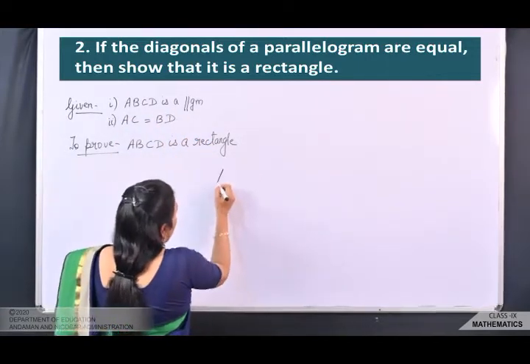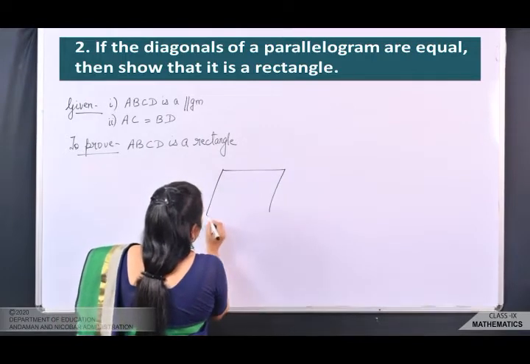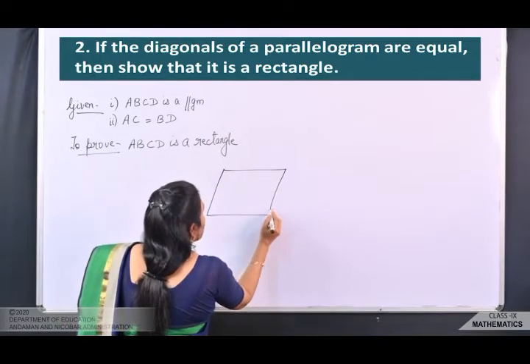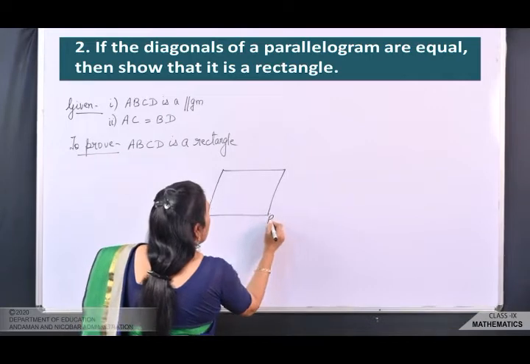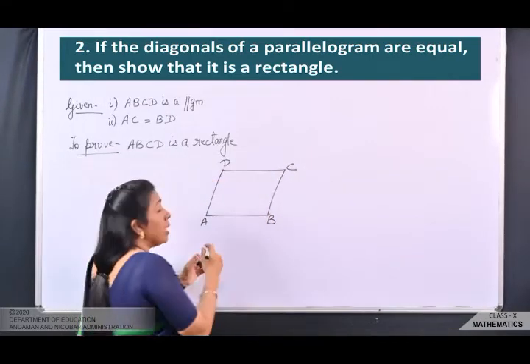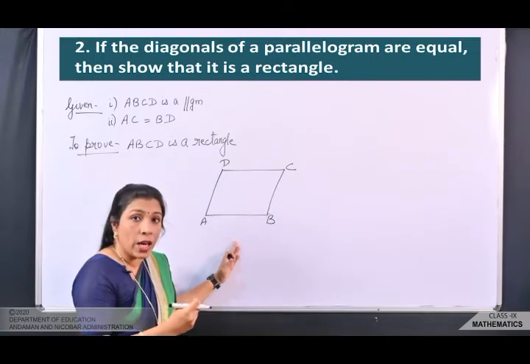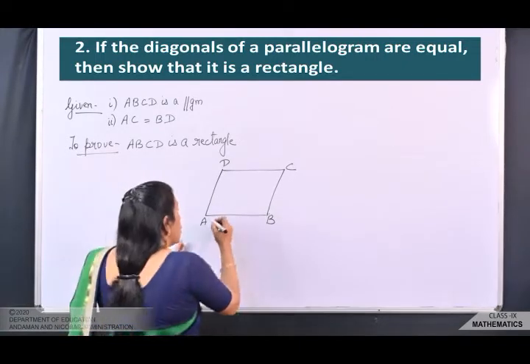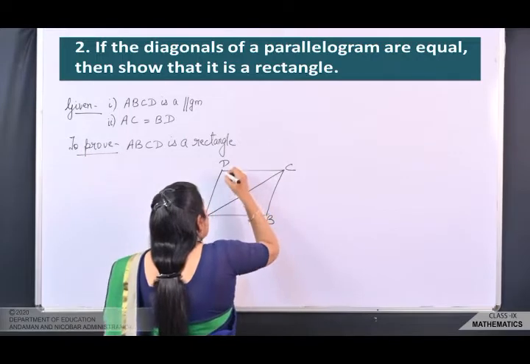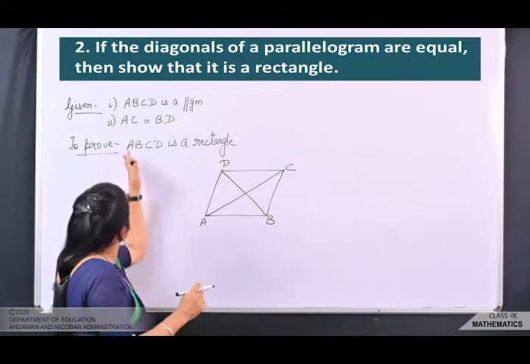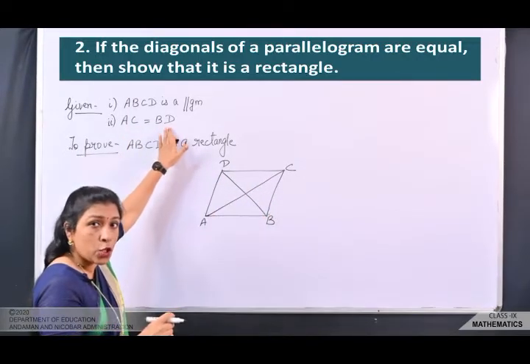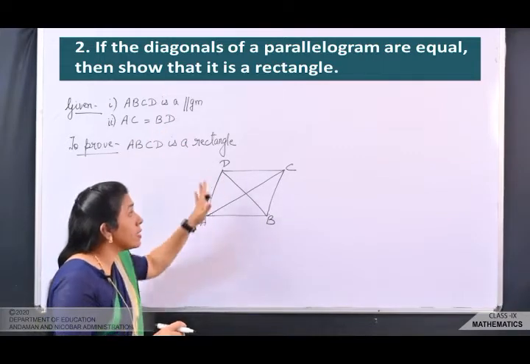So let's draw a parallelogram first. Let's name it as A, B, C and D. It's told कि both the diagonals are equal to each other. उनके विकर्ण बराबर हैं. So AC is equal to BD. That's what given in the question. AC is equal to BD. You have to prove that it is a rectangle.